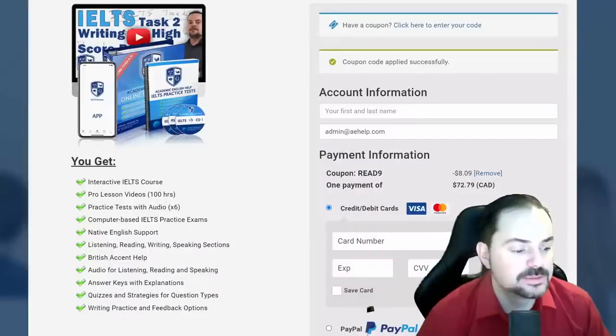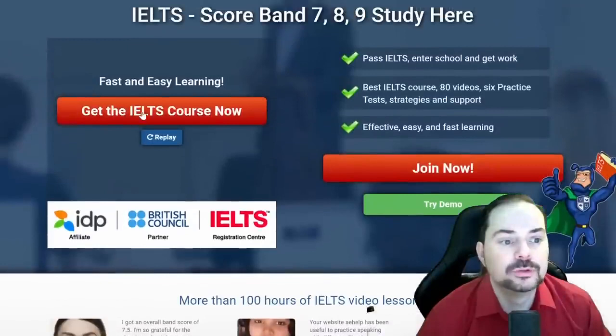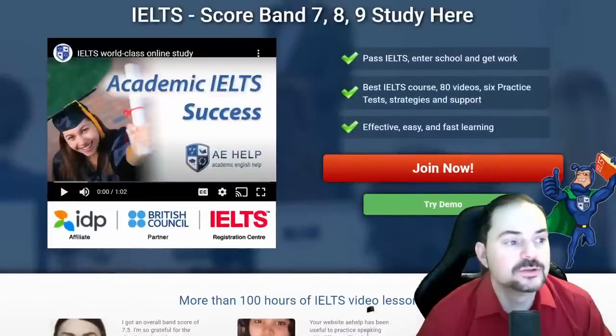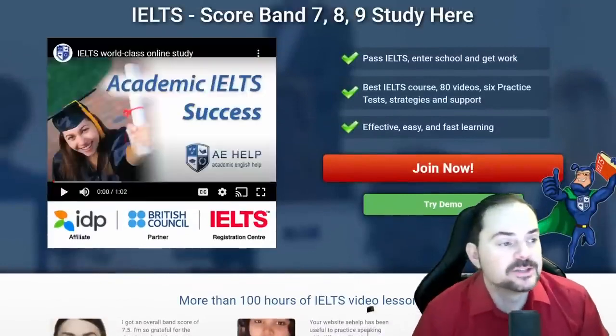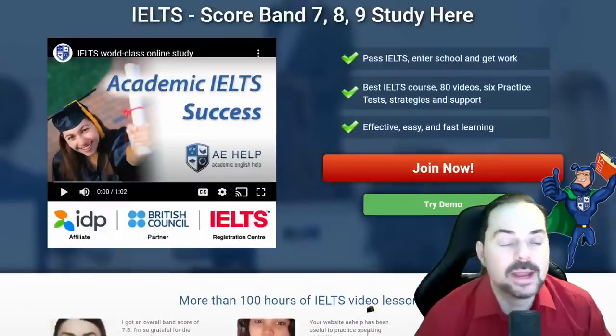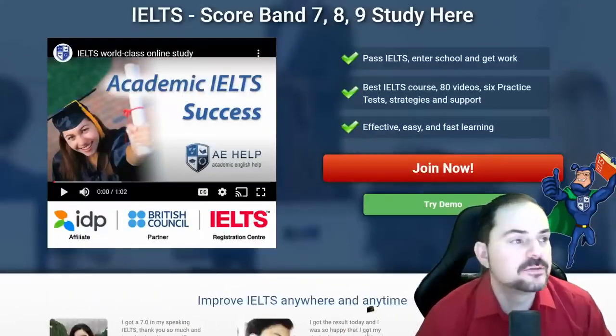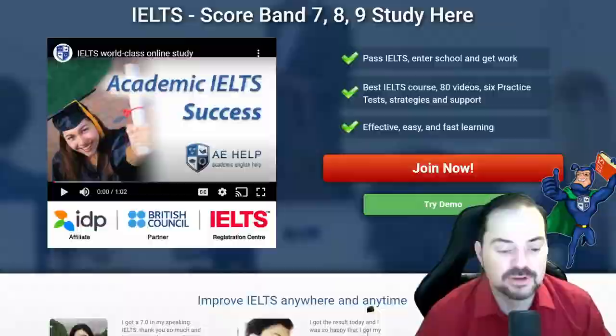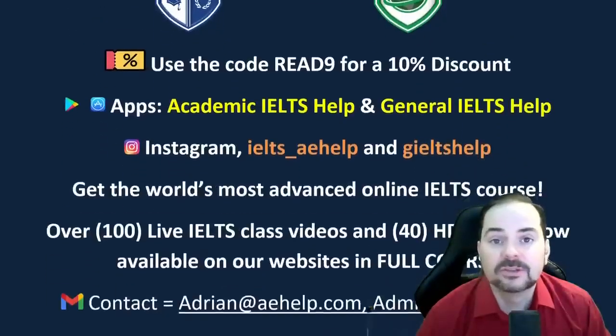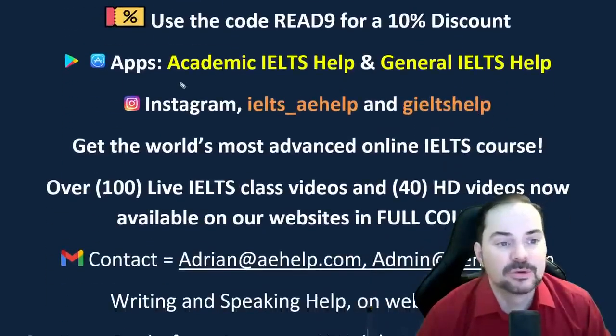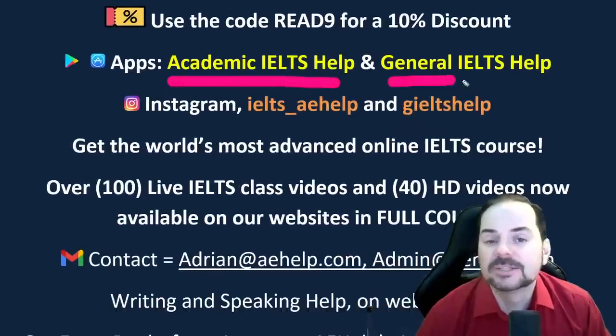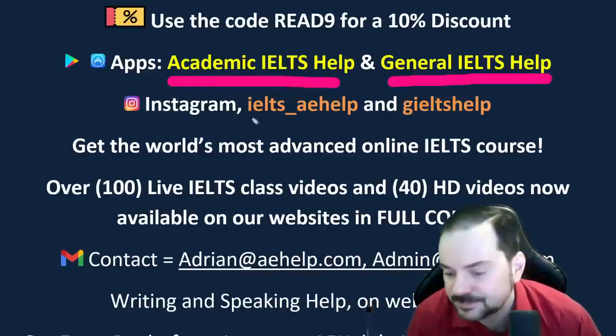And we will use the website today to do some reading and talk to students and get some answers, practice. It's great. It's an interactive website, of course. And you have apps for your phone as well that you can link to the website. So if you go to your app store, you can find Academic IELTS Help, General IELTS Help, and link it.